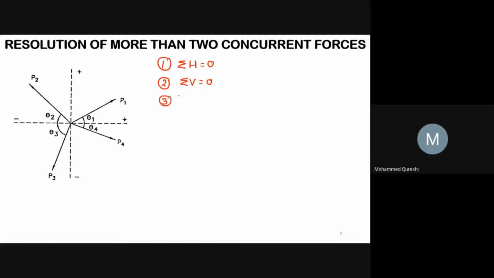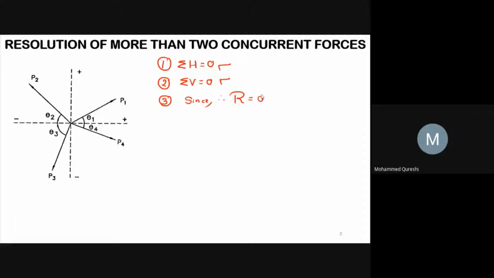And our third condition is: since sigma H and sigma V both are 0, therefore our resultant must be 0. These are the three conditions of equilibrium of coplanar concurrent forces. Remember these three conditions. First, sigma H equals 0. Second, sigma V equals 0. And third, since sigma H and sigma V are 0, therefore our resultant must be 0.